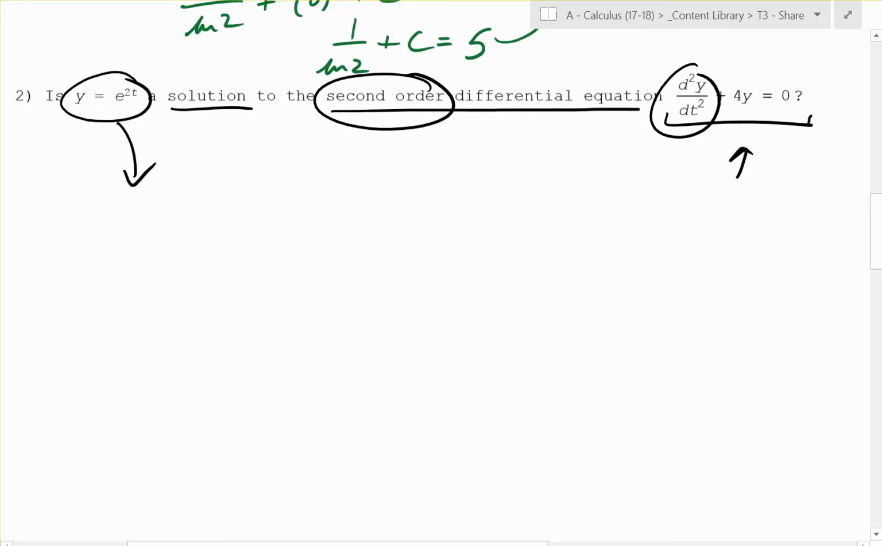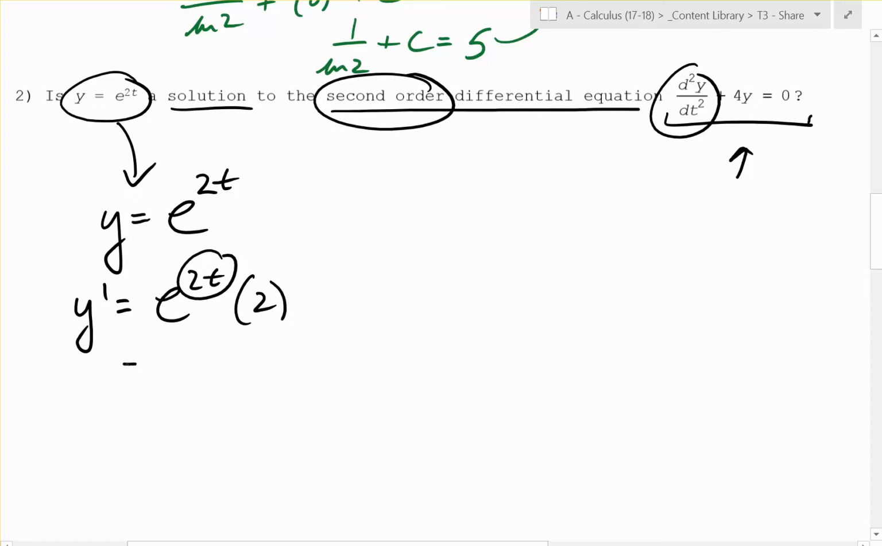So if this is our first degree function, e to the 2t, if that is our function, what's the derivative going to be? Well, that's going to be e to the 2t times the derivative up here, which is just 2. So that's just 2e to the 2t.